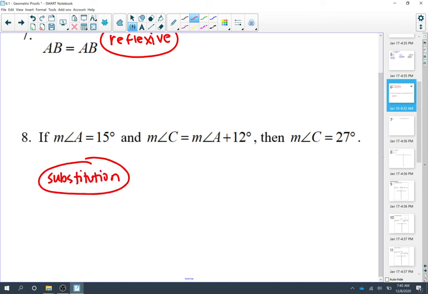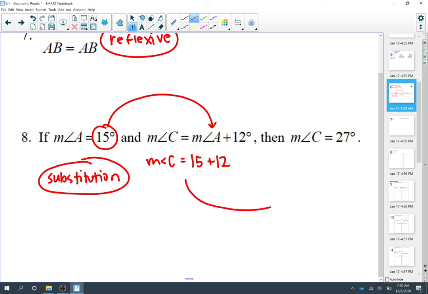What's happening here is I'm saying, okay, I know the measure of angle A is 15. So I'm going to take 15 and I'm going to substitute it in for the measure of angle A. So then I'd have measure of angle C equals, substitution, 15 plus 12. And then in order to make the leap over to this statement, you just simplify. Okay, that's not transitive or anything like that. It's substituting in here and then just simplifying. 15 plus 12 is 27.